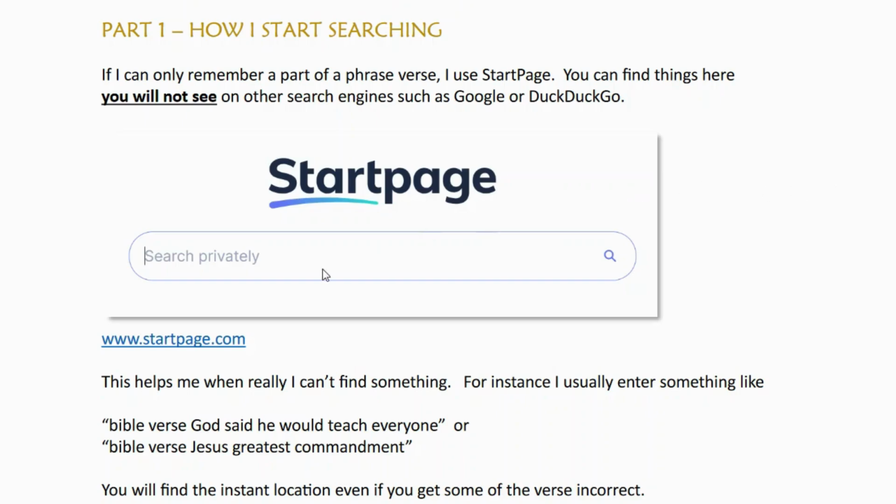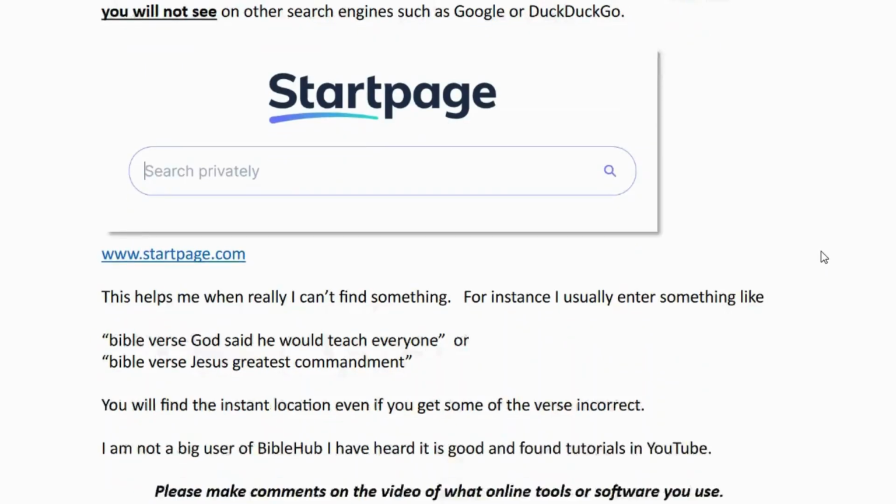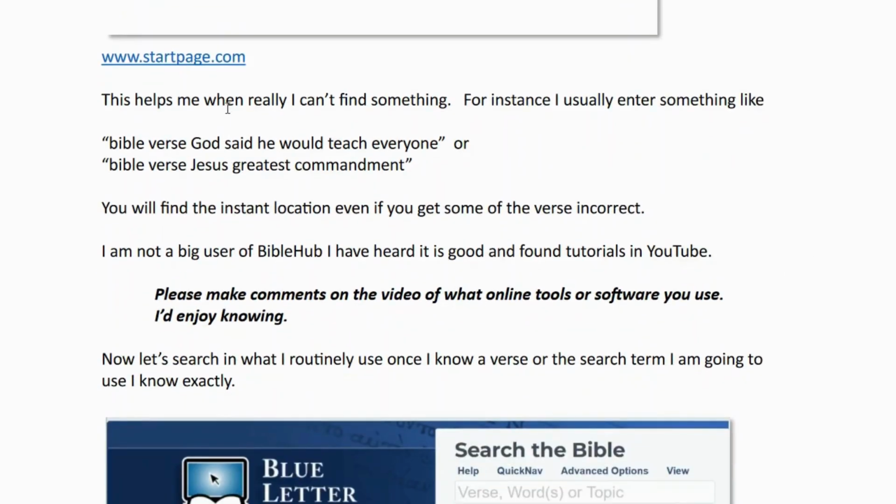So this is what Start Page looks like. Here's your link down below. This helps me when I really can't find something. For instance, I usually enter something here like Bible verse, God said he would teach everyone, or Bible verse, Jesus' greatest commandment. And it'll come up with a bunch of options, and I'll be able to tell from all the results what the verse is.